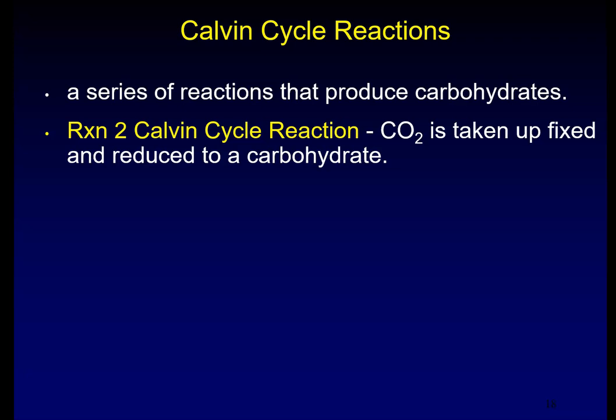All right, so it says reaction number 2 is a Calvin cycle reaction. In this reaction, what we're going to see in the next slide is that carbon dioxide is going to be taken up through the stomata and then fixed and reduced to a carbohydrate. So we said step 1 is that fixation process. In the fixation process, carbon dioxide will have to be fixed to a molecule that we're going to call RUBP.